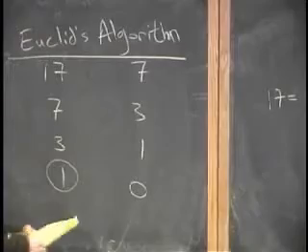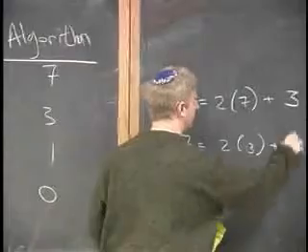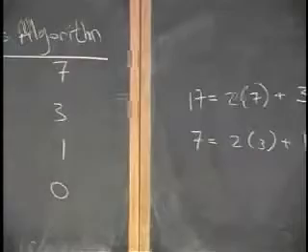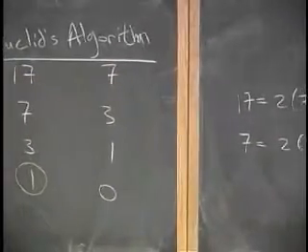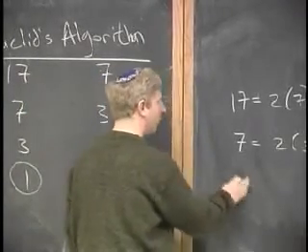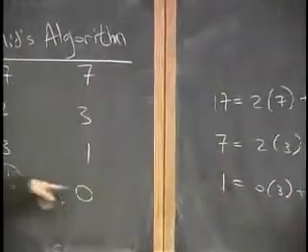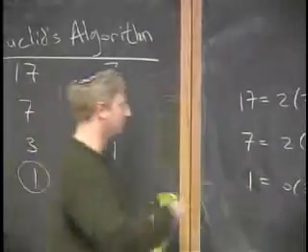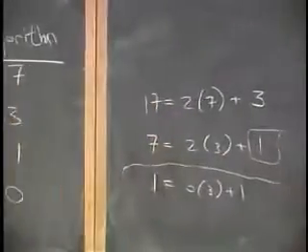What do you get from the next step? 7 equals 2 times 3 plus 1. Good. What's the last step? 3 is 3 times 1 plus 0. This step is kind of just the base case. It's not even so interesting. So we actually don't really need this case to show what I want to show. I can stop right here. Here's the 1 that I'm looking for.